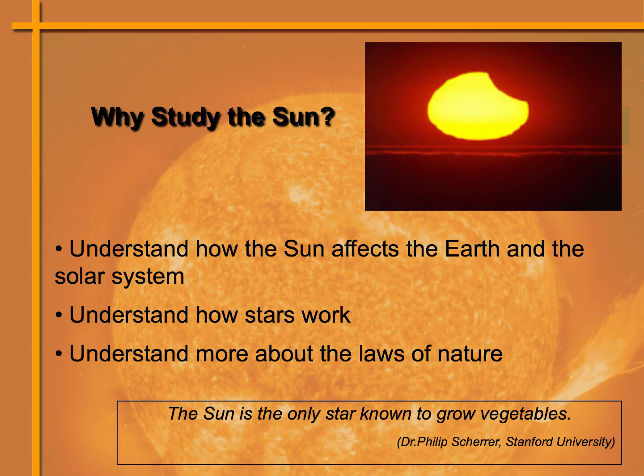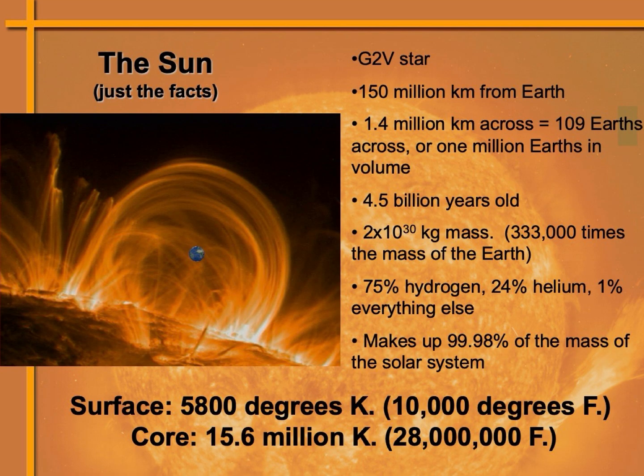It's important to study the Sun, not just to understand more about space and how stars work, but also because the Sun affects life here on this planet. Dr. Scherer from Stanford University once said that the Sun is the only star known to grow vegetables. And so far, that's true. Studying the Sun and other stars may help us find out whether there are other locations in space that may support life.